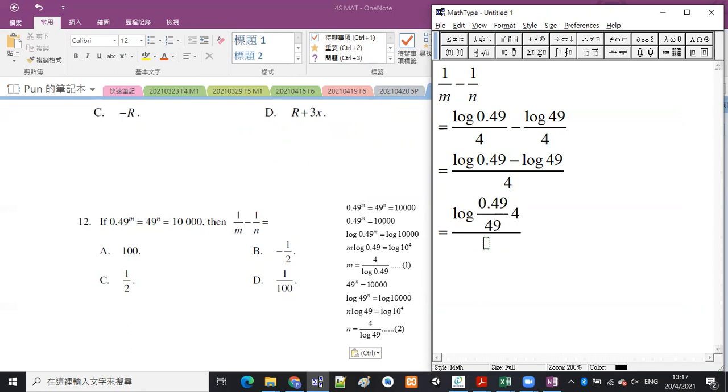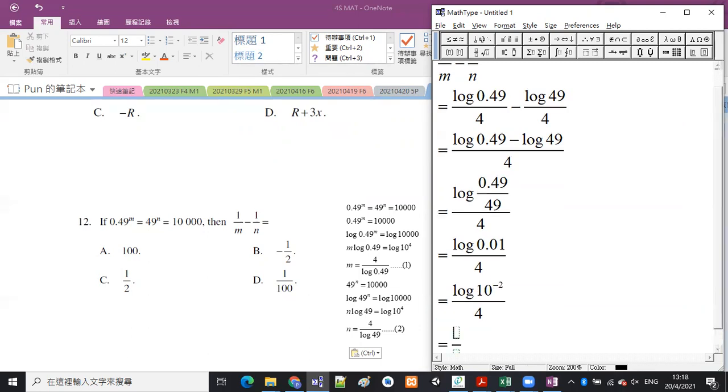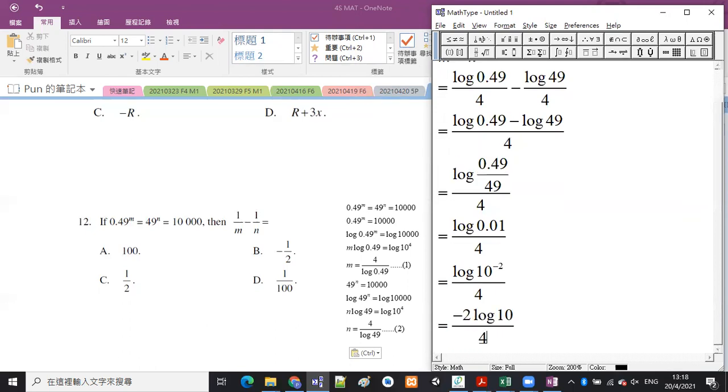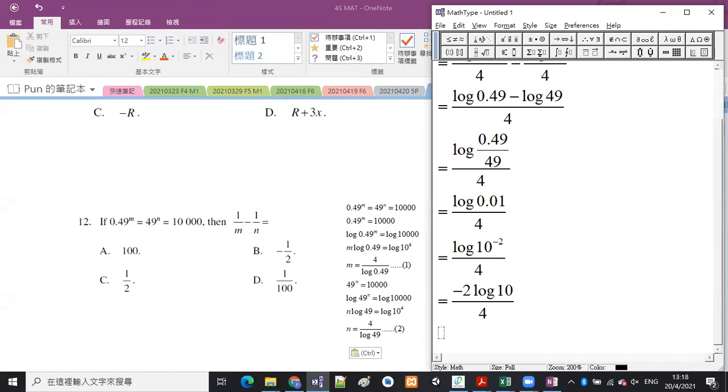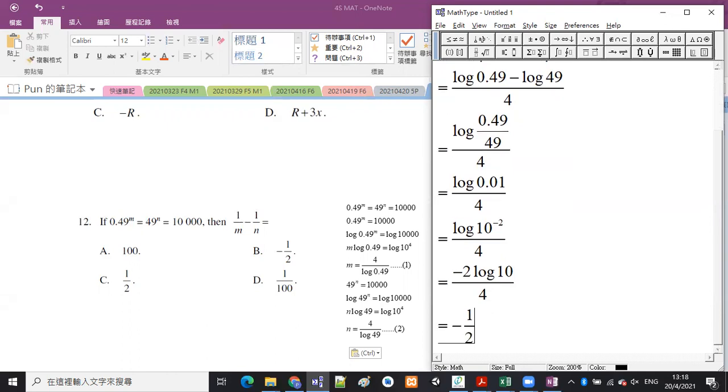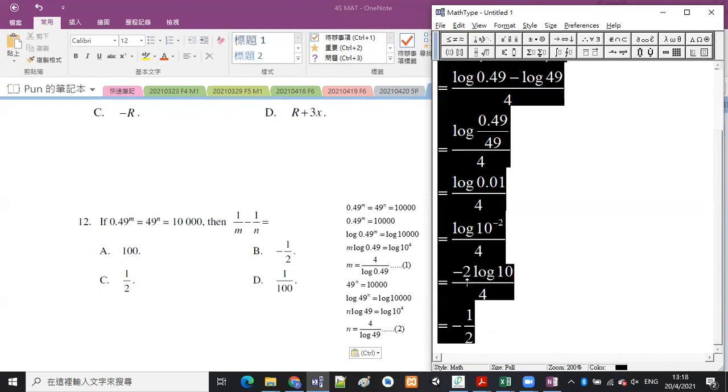Okay, like this. Right? Okay, 0.49 over 49 is 0.01. Okay, and then 0.01 is 1 over 100, or 10 to the power negative 2. Okay, so what is remaining is negative 2 log 10 over 4. The log 10 is equal to 1. So finally, it is negative 2 over 4. So the answer is negative 1 over 2. And that is answer B, option B.